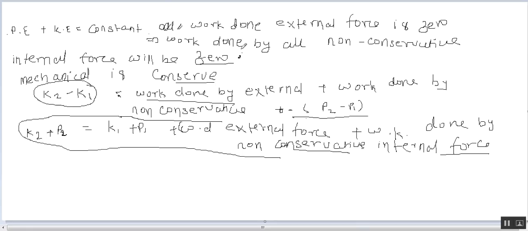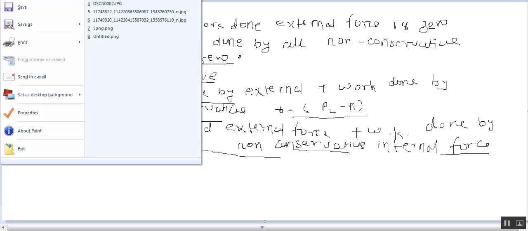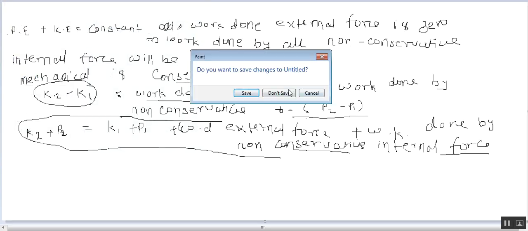Now we are going to discuss potential energy again, potential energy of spring. It is very simple to establish potential energy of spring. I say that spring has potential energy. It means that spring force is conservative.